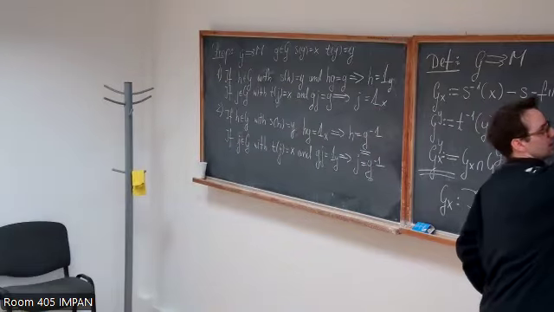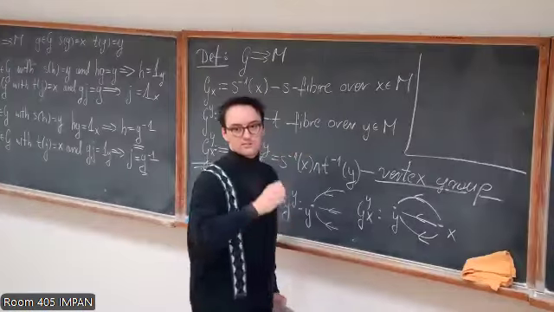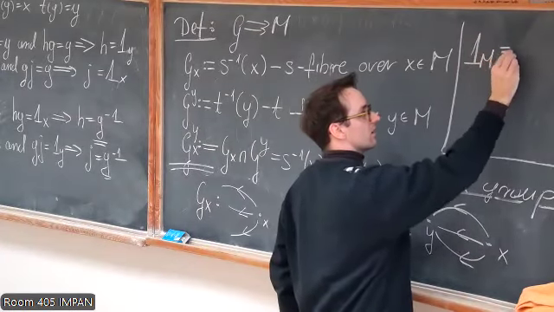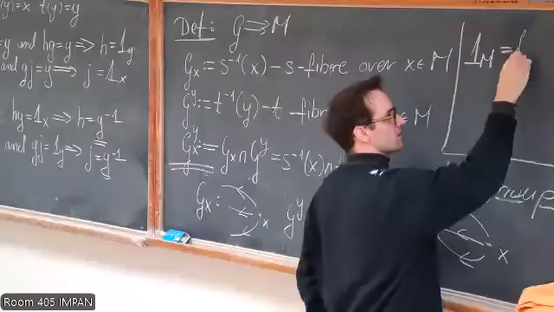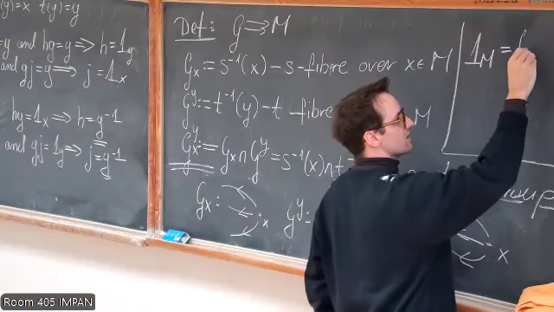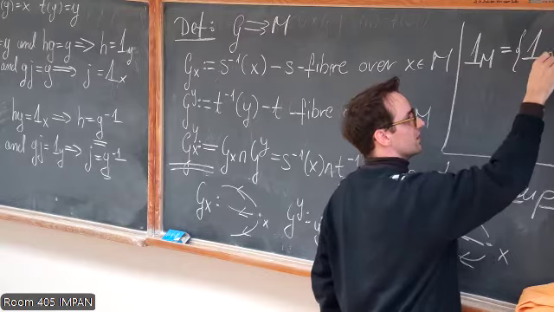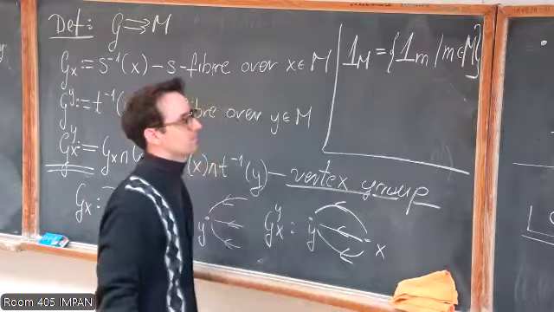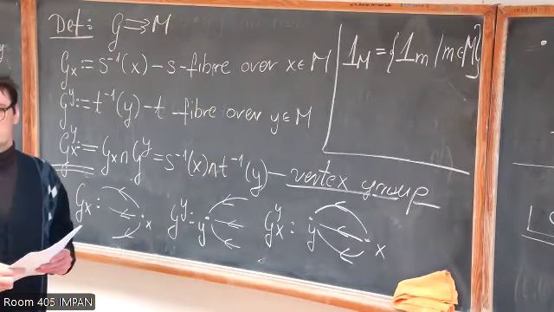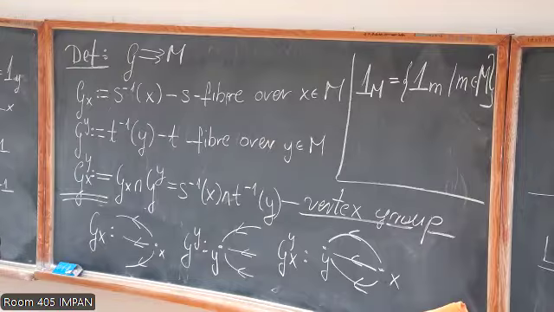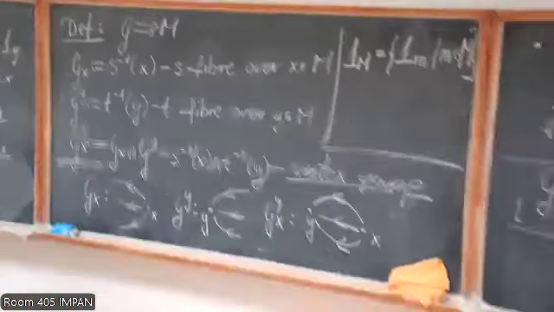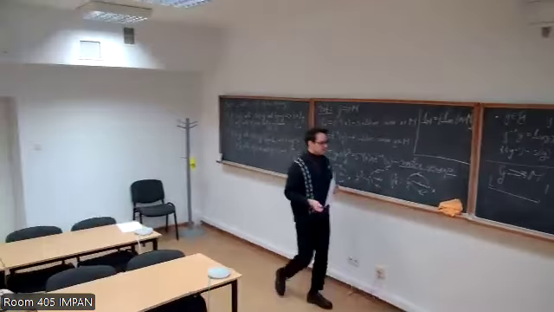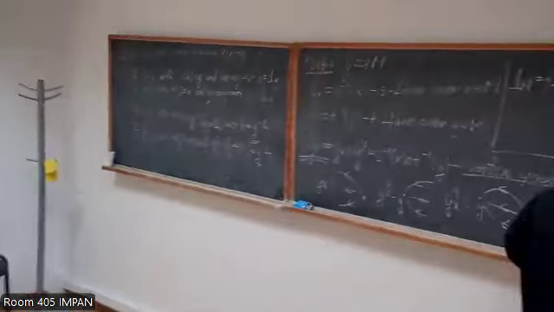Okay, and one more thing, the set of identities, which is defined as the identity of M. Is this clear? Do you have any questions? Okay, if not, I can continue.